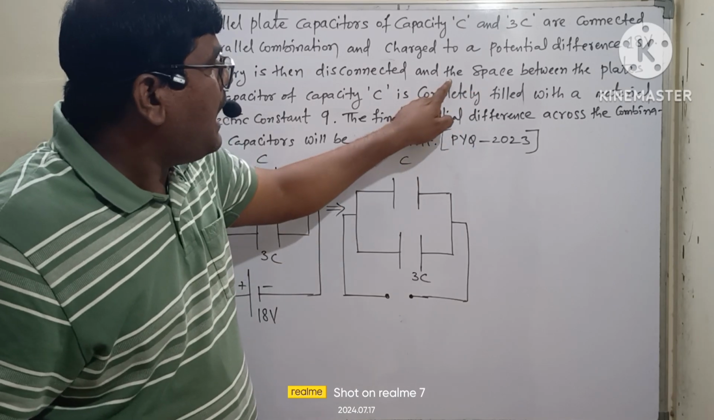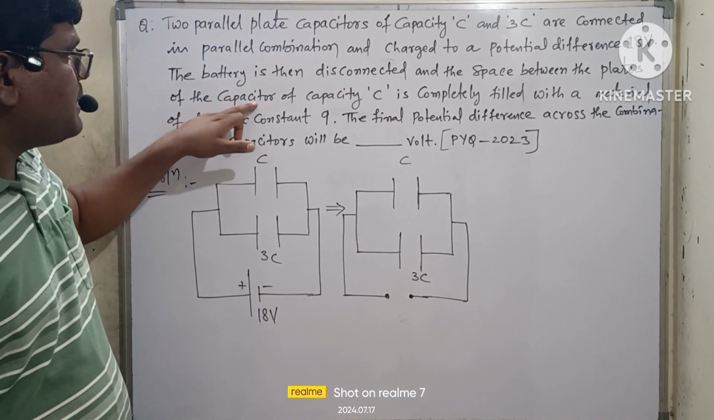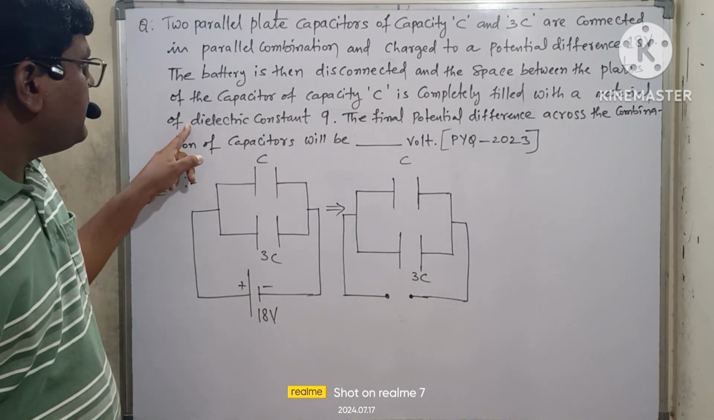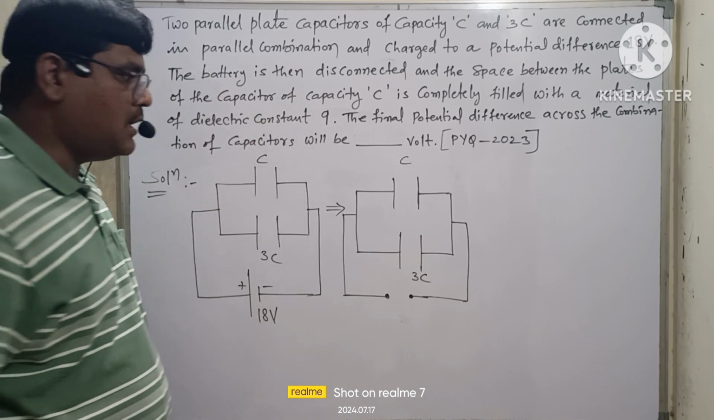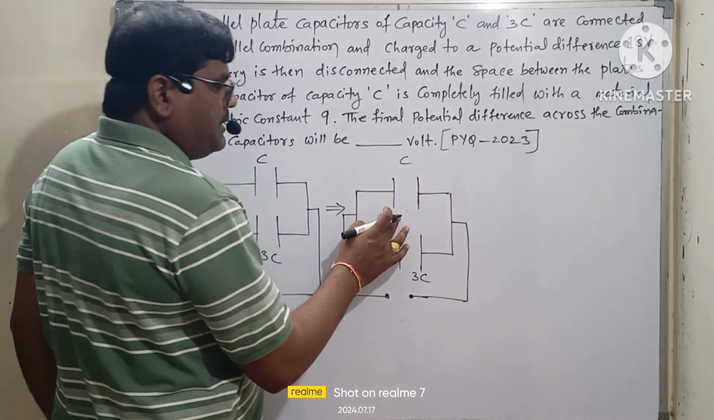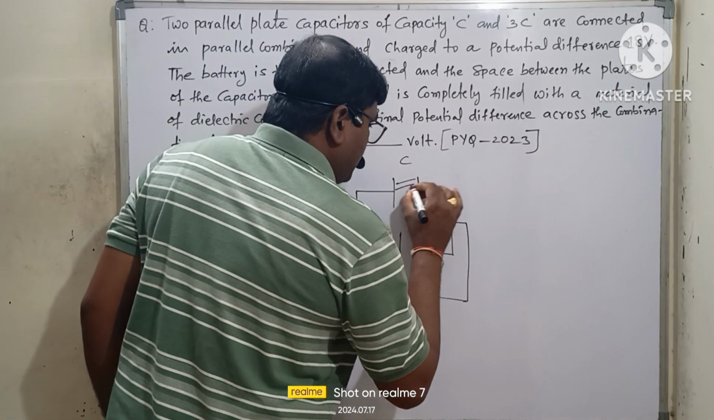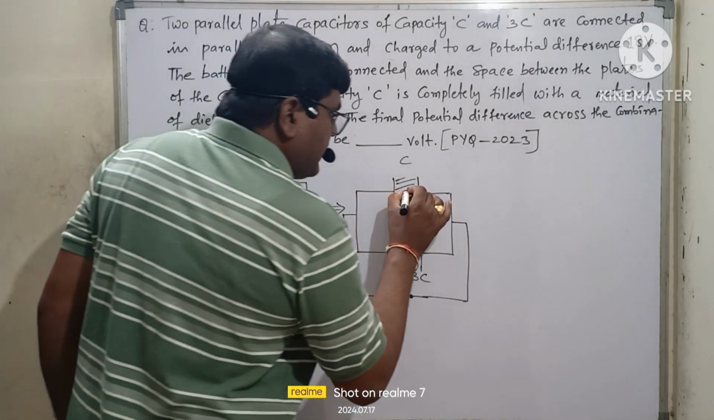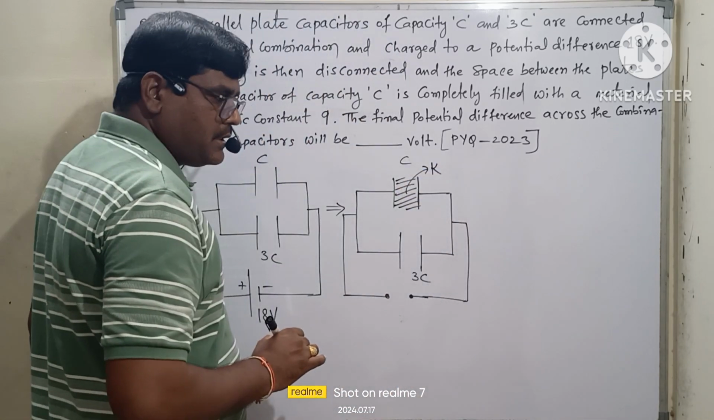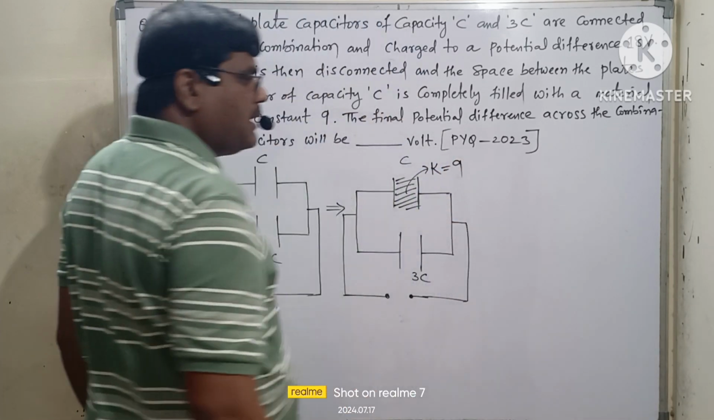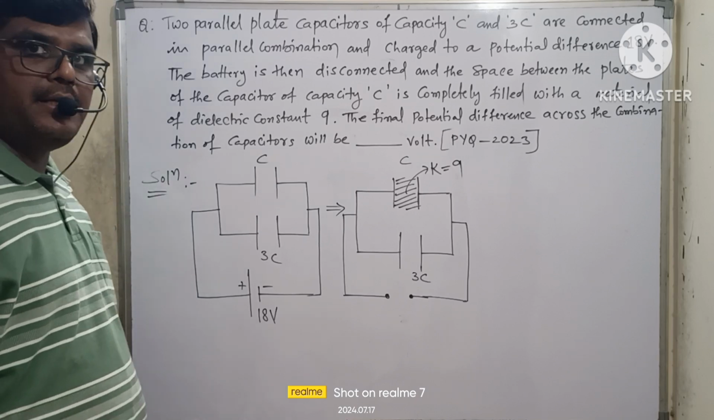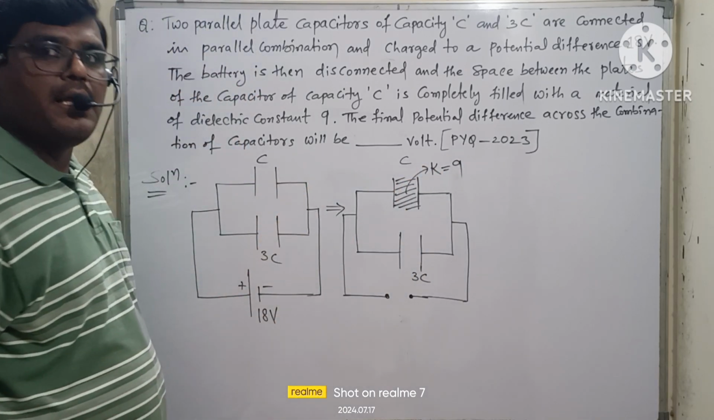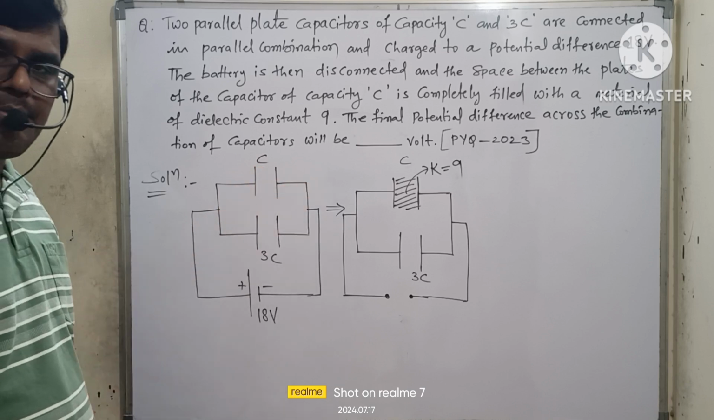After disconnecting, the space between the plates of the capacitor of capacity C is completely filled with a material of dielectric constant K. What is the meaning here? Between these two plates of the first capacitor of capacity C, a dielectric material is completely filled, like this. We know the dielectric constant of this material is K, and its value is given as 9 here. When the dielectric is placed between the two plates, we already know that its capacity increases K times.